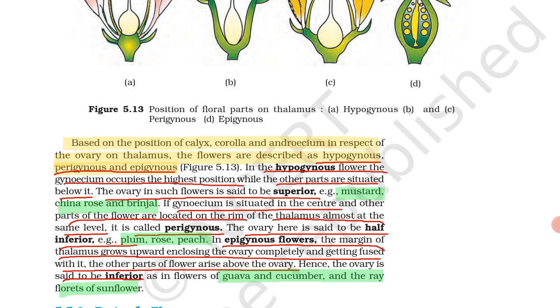In epigynous flower, the margin of thalamus grows upward, enclosing the ovary completely and getting fused with it, and the other parts of the flower arise above the ovary. The ovary is said to be inferior. The flowers of guava, cucumber, and dry florets of sunflower are examples of epigynous flower. So refer to figure 5.13 to know more about epigynous, hypogynous, and perigynous flowers.